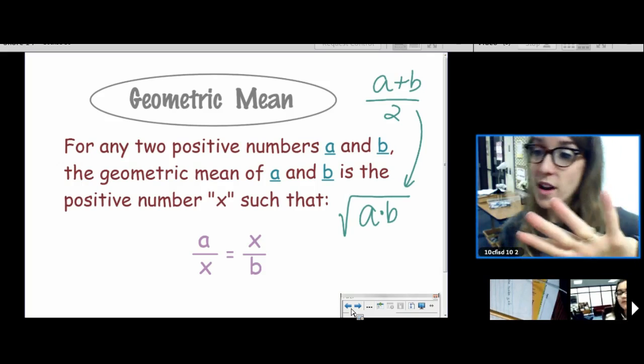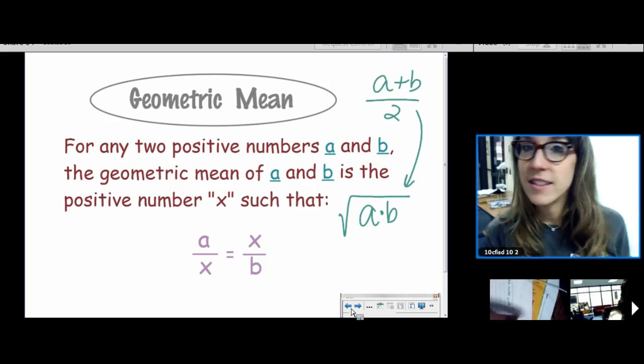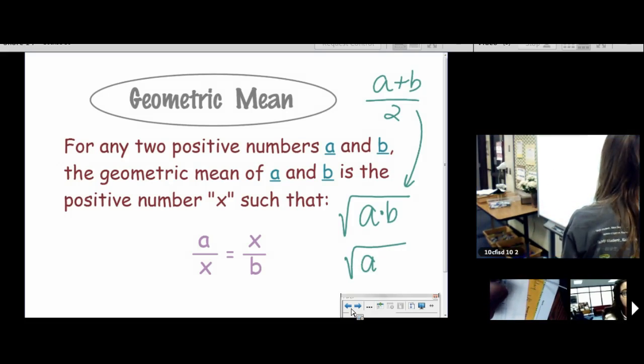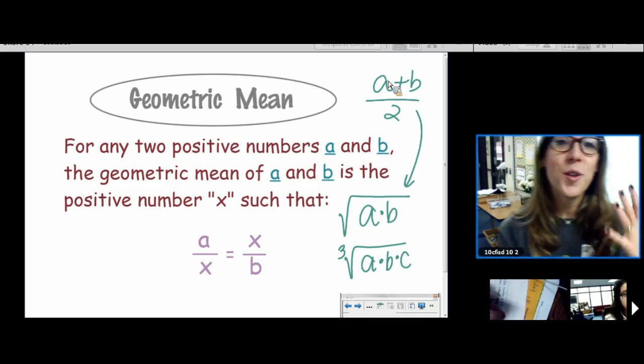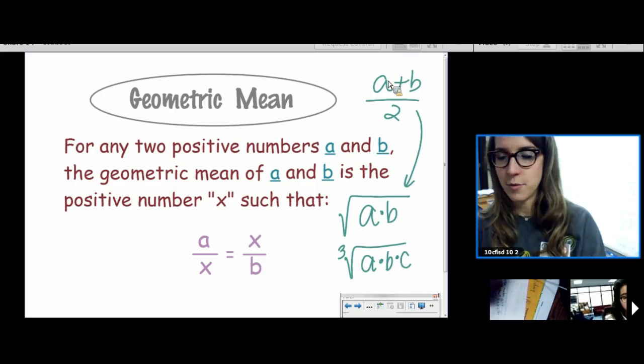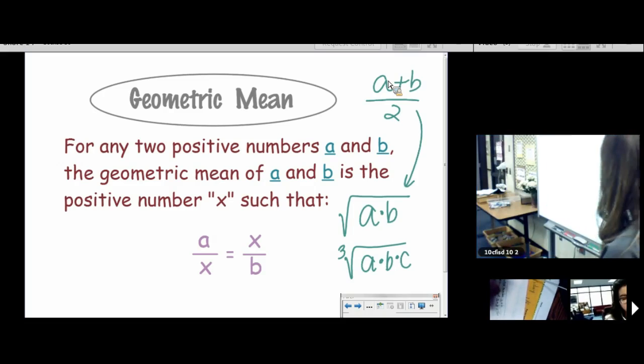If you had more than one number under there, which we never will, never in this class, but if you did have more than one number, it's pretty cool. If you had A times B times C, you would take the cube root because there's 3 numbers. And if you had 4 numbers under there, you'd take the 4th root, etc., etc.